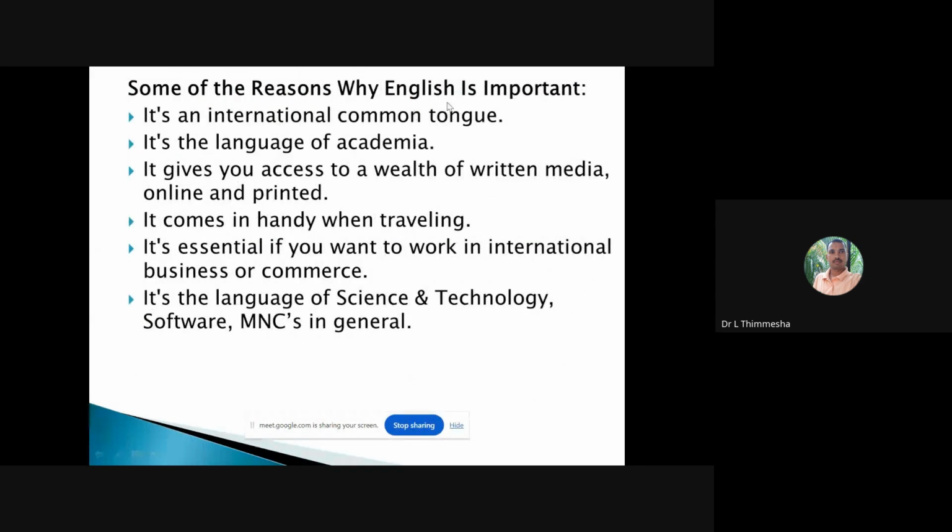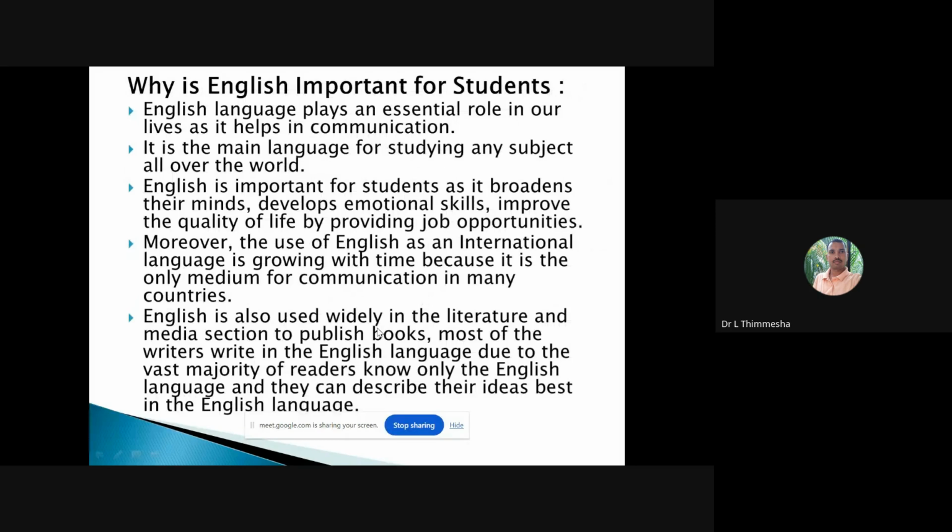And some of the reasons why: it is an international common term. It is the language of academia, the English language. It gives you access to a wealth of written media, online and printed, and comes in handy when traveling. It is essential if you want to work in international business or commerce, the language of science and technology, software, MNCs in general. Dear friends, it plays an essential role in our lives as it helps in communication, and there are various other issues.